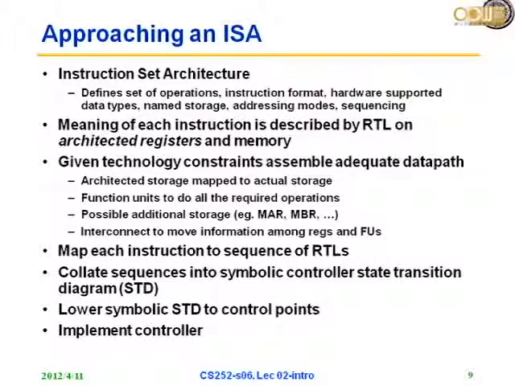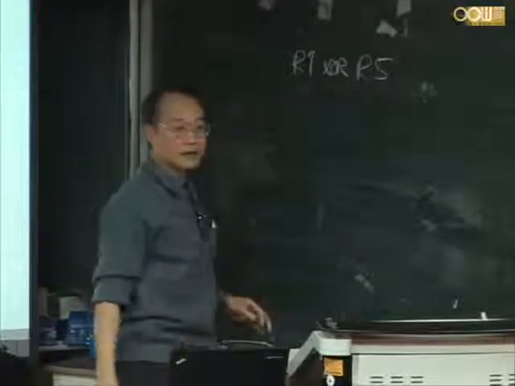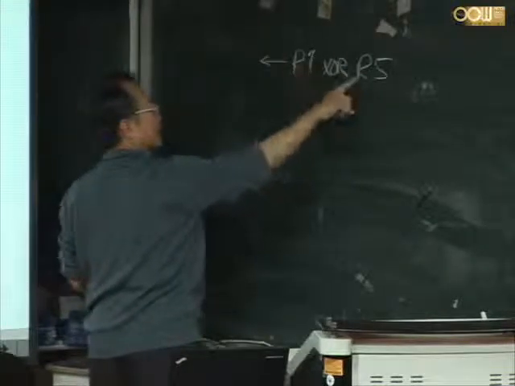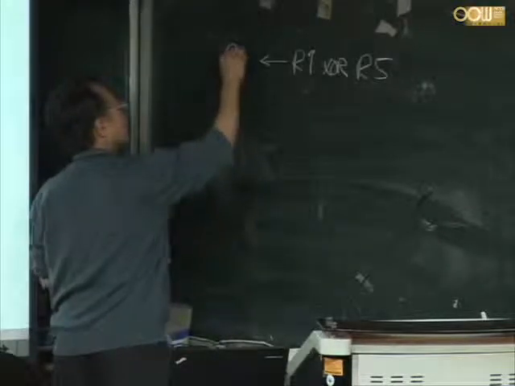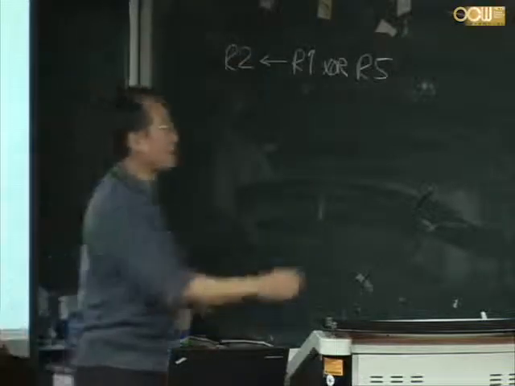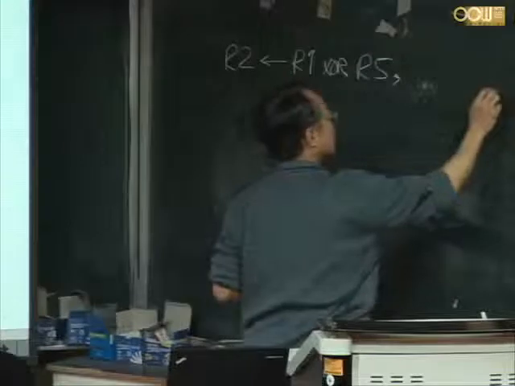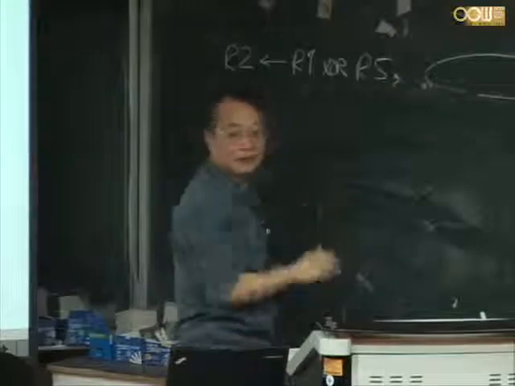Symbols may include R1, R5. Operations may be exclusive OR, and data paths, or I should say data links, may mean this ALU output can be routed to the register file. And a comma means this activity is going to take place with this activity in parallel.